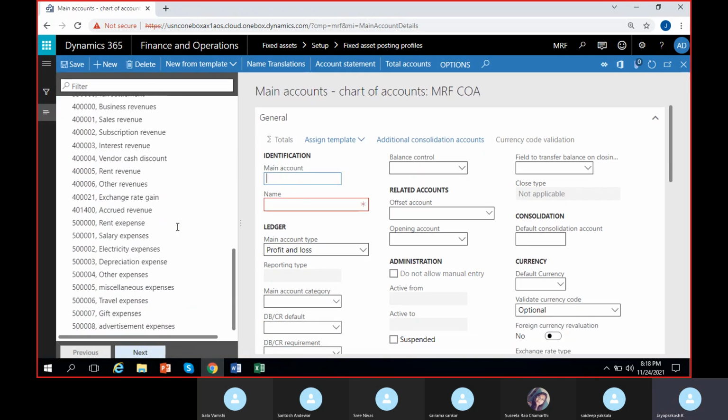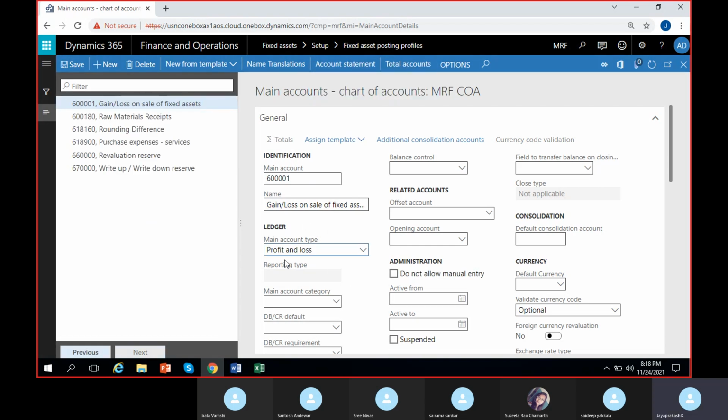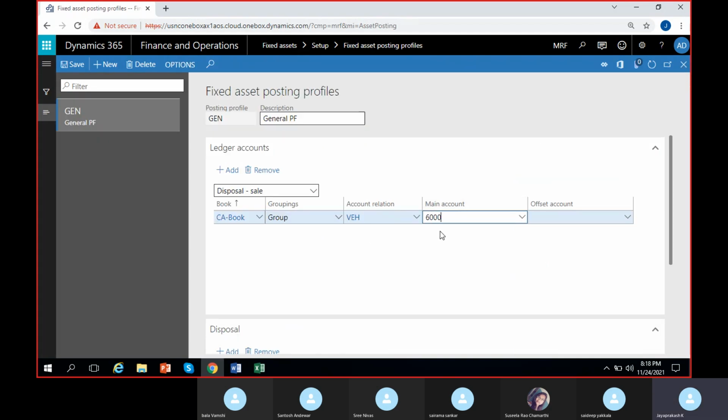So I'll take some account of 6 series. It's like one maybe. Gain or loss on sale of fixed assets, which is a P&L account. It can be gain or it can be loss sometimes, so I just give it as profit and loss. That's how I gave that account. I'll go back and assign the same account here, 6 lakh 1, in the main account for disposal sale.